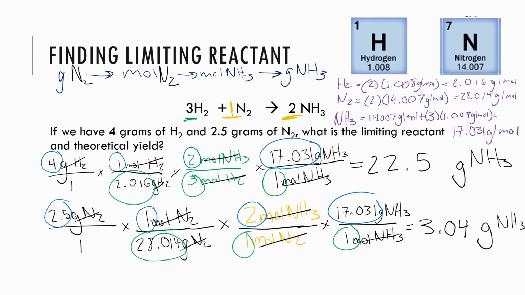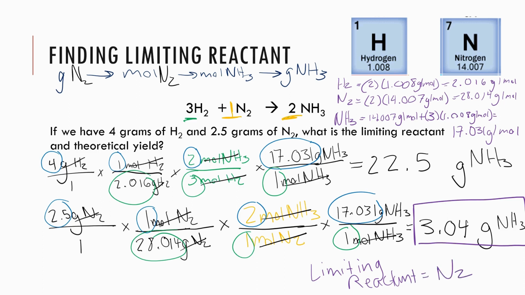Now, we've calculated how much of the product each of the reactants can make. We see H2, if we have 4 grams of it, it could make 22.5 grams of NH3. However, the 2.5 grams of N2 can only make a little over 3 grams of NH3. In this case, we see that this one is the smaller number, and that tells us that our limiting reactant is N2. And it also tells us this right here is our theoretical yield.